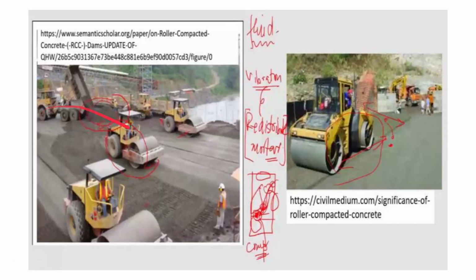Okay, so with this we will finish the underwater concrete. Now let us go to one more special concrete today. This is the last for this week. This is basically the roller compacted concrete, RCC. So as you can see here, this is nothing but the RCC, roller compacted concrete.